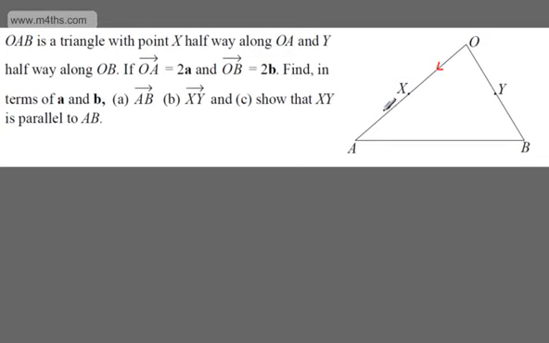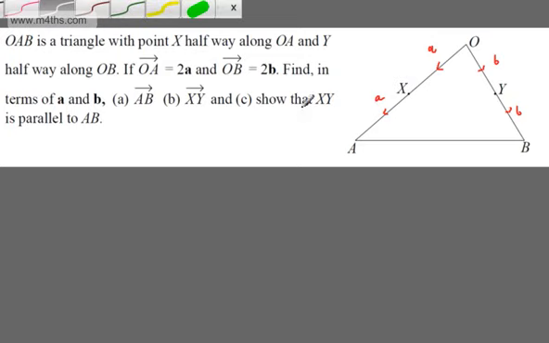O to A is 2A, X is the midpoint, so this now is going to be A, and this is going to be A. That splits this line in two. Okay, O to B is going to be 2B. So if Y splits this in half, what we can say is that this is going to be B, and this is going to be B. We first want the vector AB.